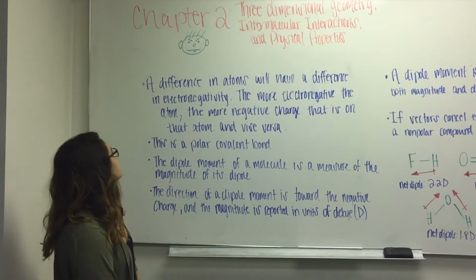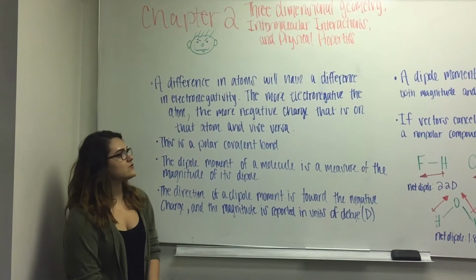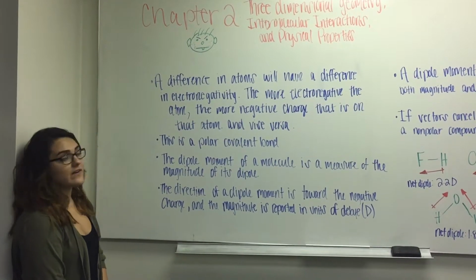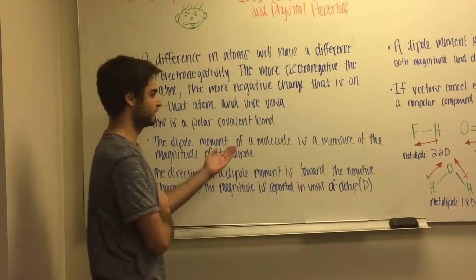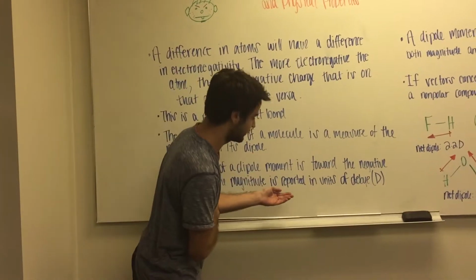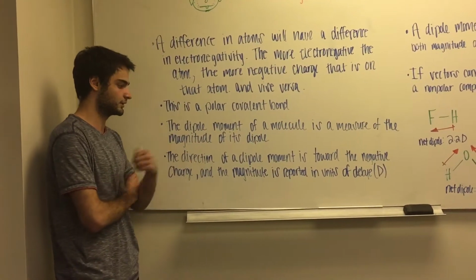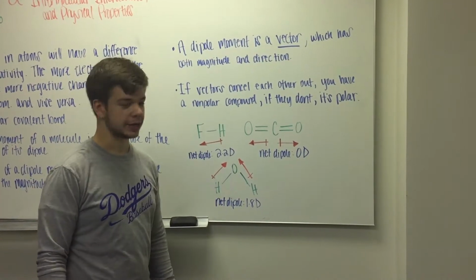A difference in atoms will have a difference in electronegativity. The more electronegative the atom, the more negative charge that is on that atom, and vice versa. This is a polar covalent bond. The dipole moment of a molecule is a measure of the magnitude of its dipole. The direction of a dipole moment is toward the negative charge, and the magnitude is reported in units of debye.